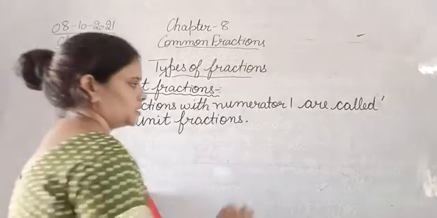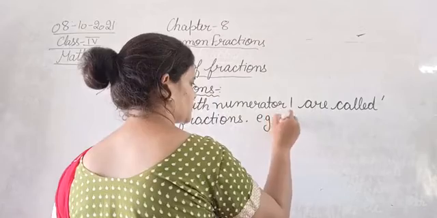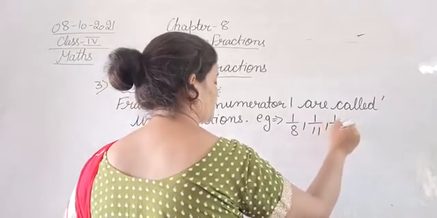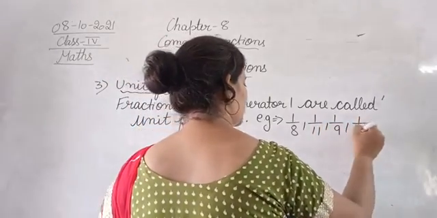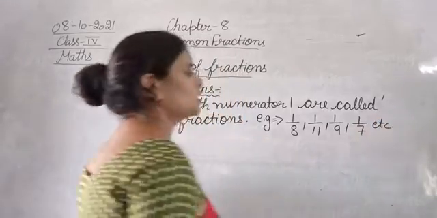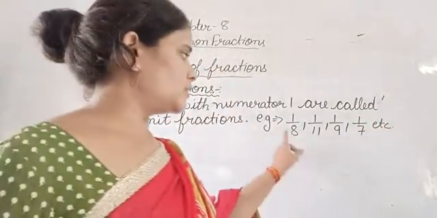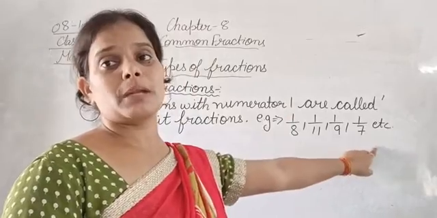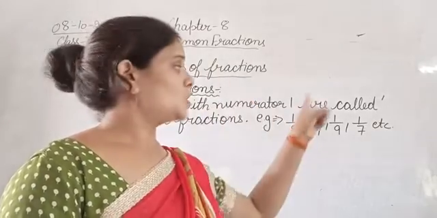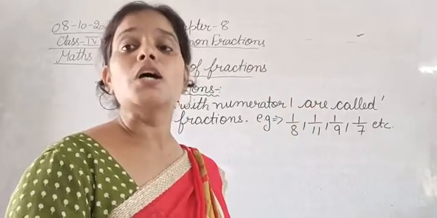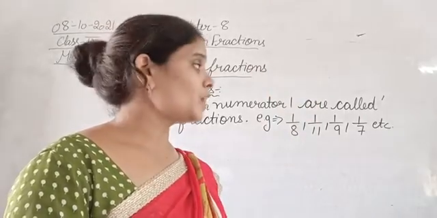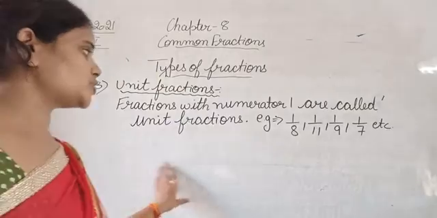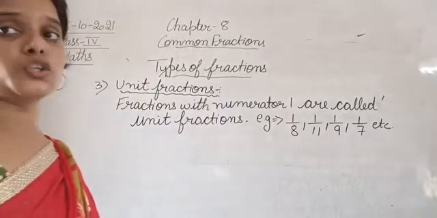For example, 1/8, 1/9, 1/7, etc. As you can see, all these fractions have the same numerator, that is 1. तो जितनी भी हमारे पास यहाँ fractions दी हुई हैं, इन सबका numerator क्या है? 1. So all are having 1 as their numerator. So that means this is a unit fraction. So the fractions with numerator 1 are called unit fractions.